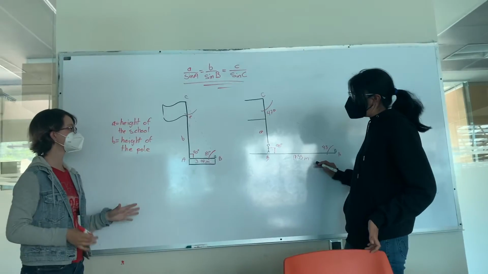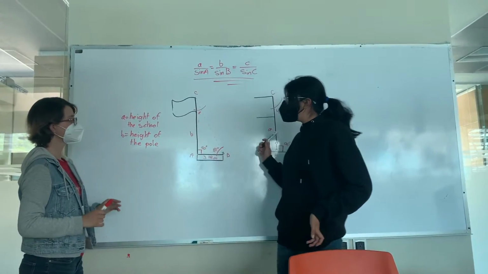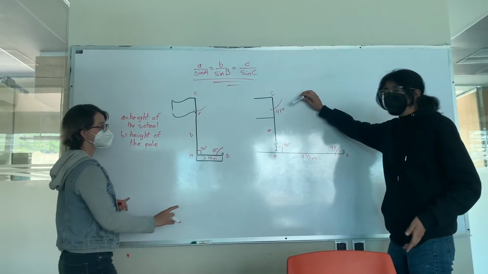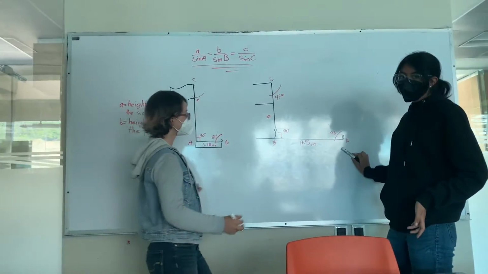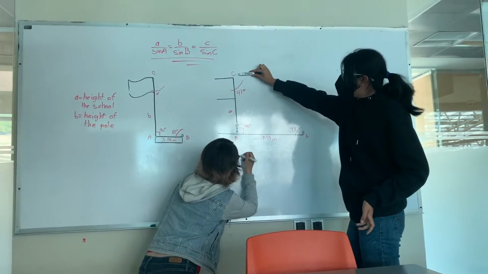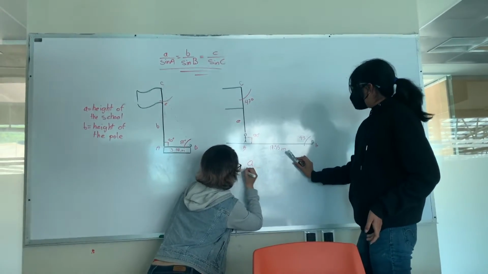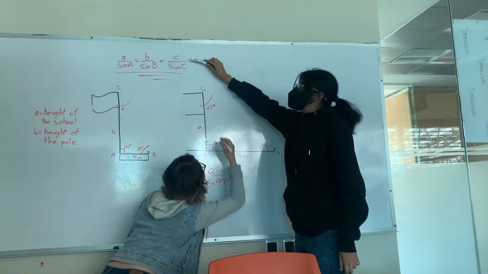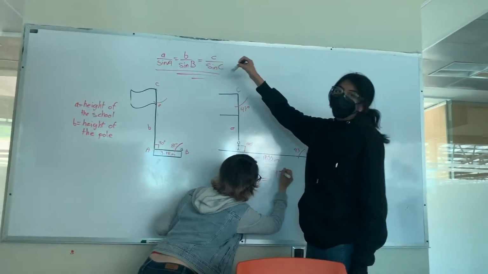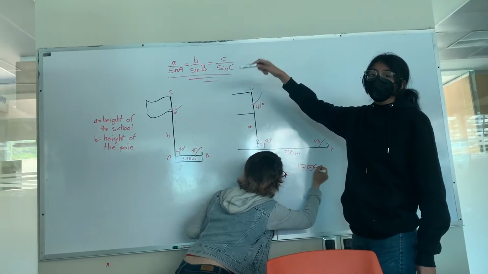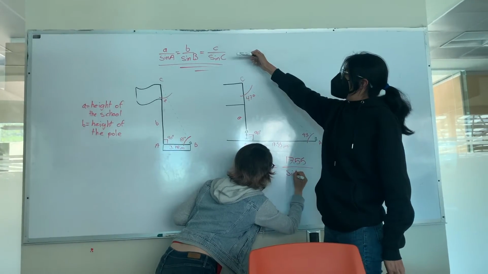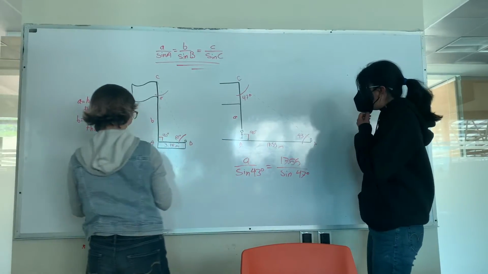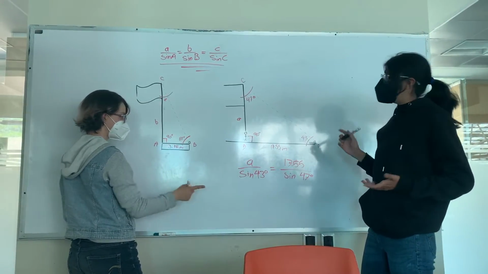So for this project we have to get A, the height of the pole, and B, the height of the wall. So for getting those heights, we have to calculate with the value of the C angle and the value of C. So we use the law of sines. That is this one: A over sine of A equals B over sine of B equals C over sine of C. So we got this rule.